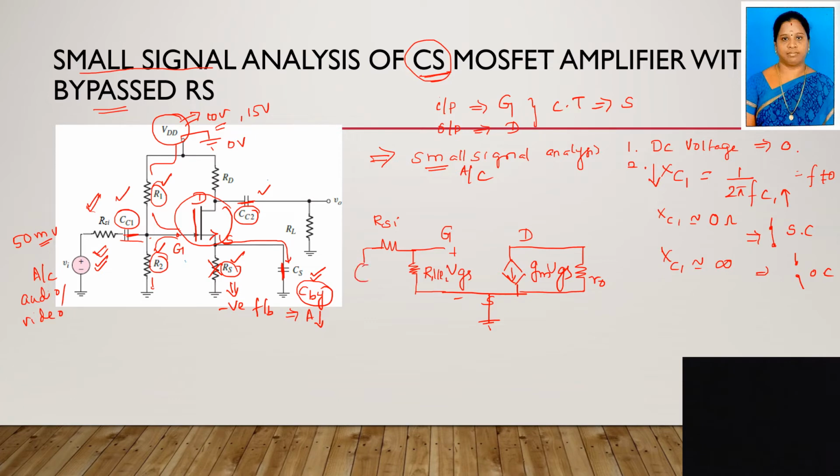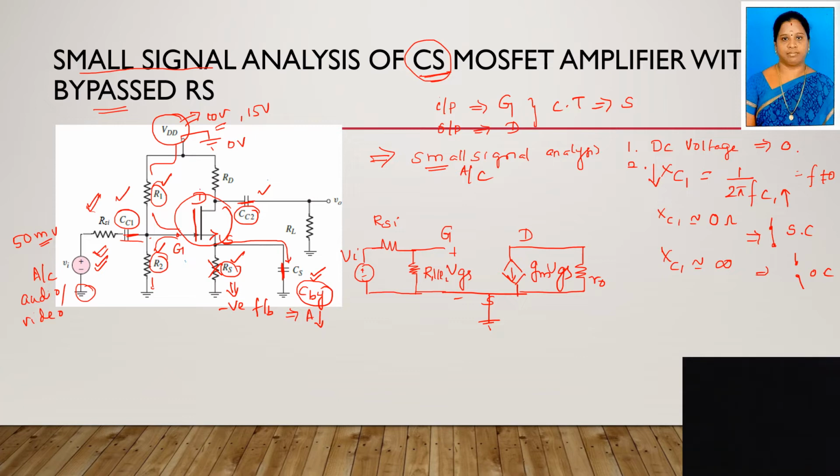Here we have the input voltage VI. It is connected to ground again, right? So I have to connect this, all are ground. So the gate side is over, the source side is also over.